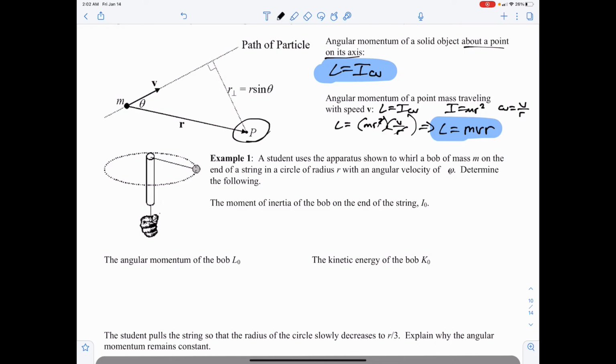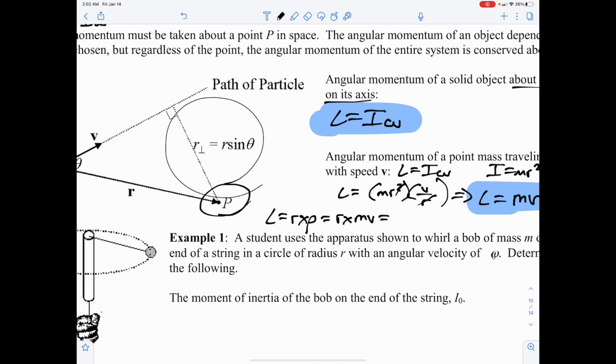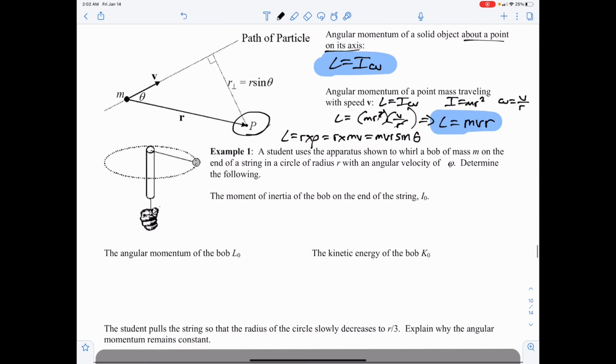Another thing to consider, right? L is going to be r cross P, the regular momentum mv, which would be r cross mv, which is the same thing as using the perpendicular component, or mvr sine theta. Now in example 1, it says a student uses the apparatus shown to whirl a bob of mass m on the end of a string in a circle of radius r with angular velocity omega. Determine the following. The moment of inertia of the bob at the end of the string.